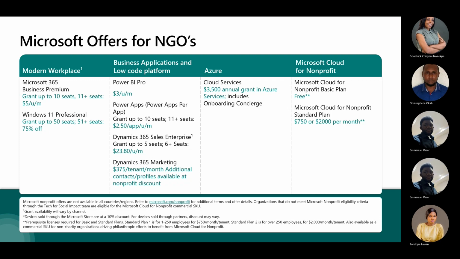And for organizations that would like to have more licenses beyond 10, they would have to spend at a rate of $5 per user per month, which is heavily discounted when you compare with what private organizations have to pay for the same services. But then again, about Windows 11 Professional, which is the latest operating system of Windows, you are entitled to a grant of 50 licenses, 51 upward, and you can also get a heavy discount of 75% off.